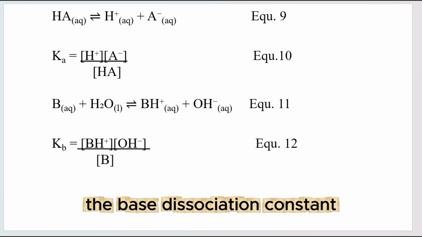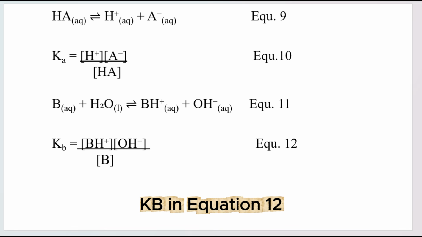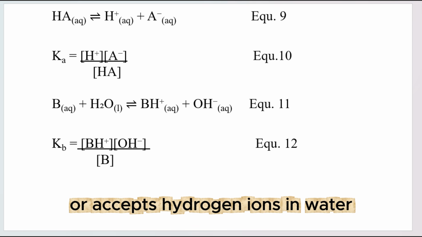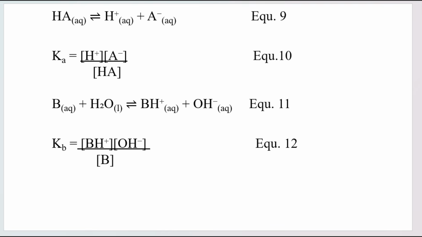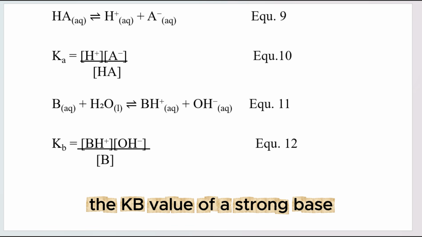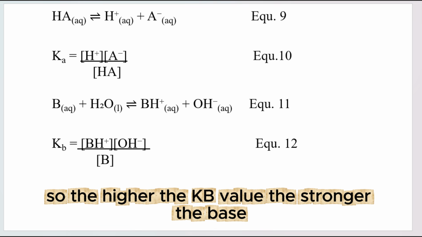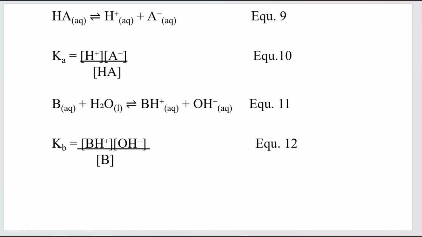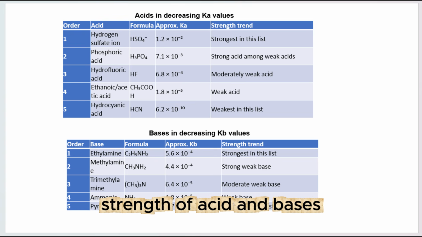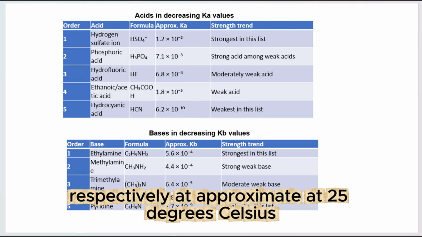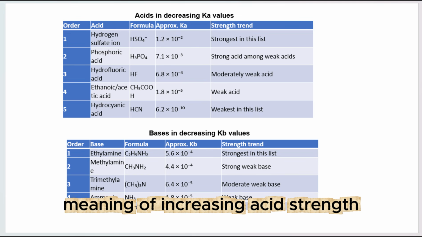The base dissociation constant, Kb, in equation 12, measures how easily a base produces hydroxide ions, or accepts hydrogen ions in water. The Kb value of a strong base is greater than that of a weak base. So the higher the Kb value, the stronger the base. The table here shows increasing strength of acids and bases with increasing values of the Ka and Kb values, respectively, at 25 degrees Celsius. Meaning of increasing acid strength.